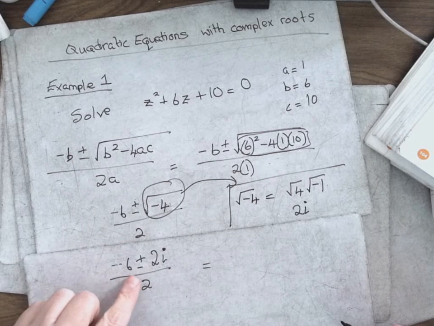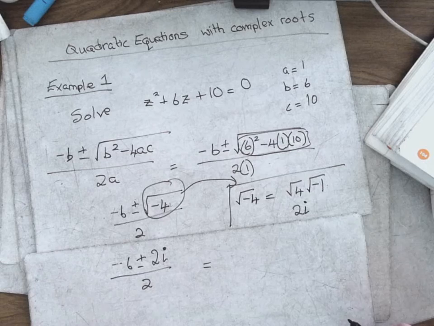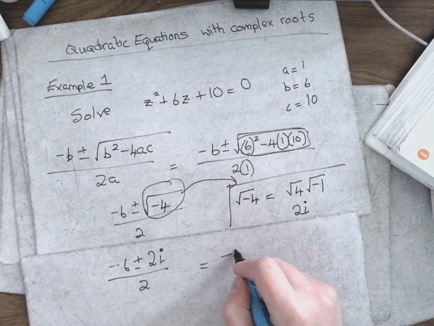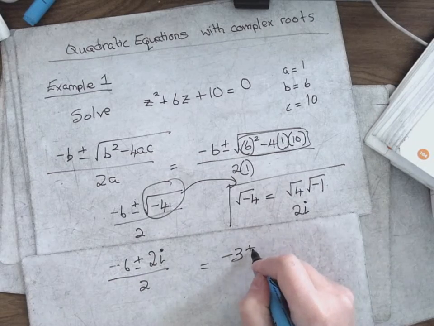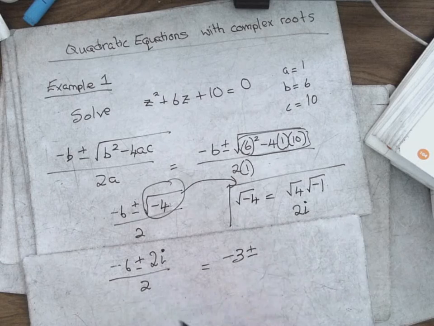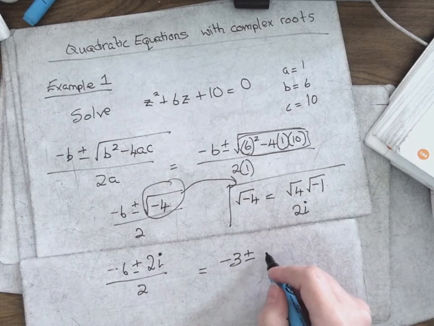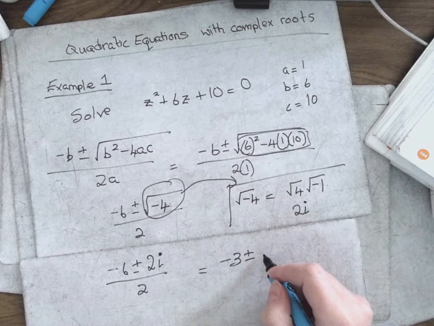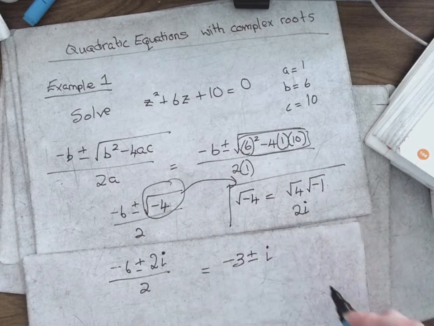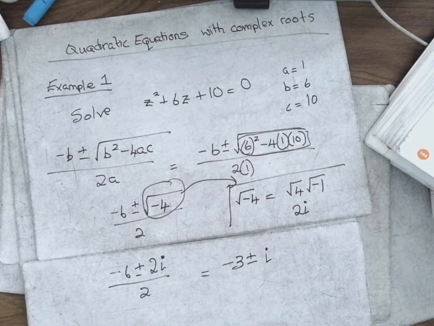So what's minus 6 divided by 2? Minus 3. And then I have a plus minus. What's 2i divided by 2? 1i, isn't it? 2 divided by 2 is 1. So there's your two answers. One answer is minus 3 plus i. The other answer is minus 3 minus i. Right? Okay, I know it's head wrecking for a minute, but when you see example 2, it'll be better.